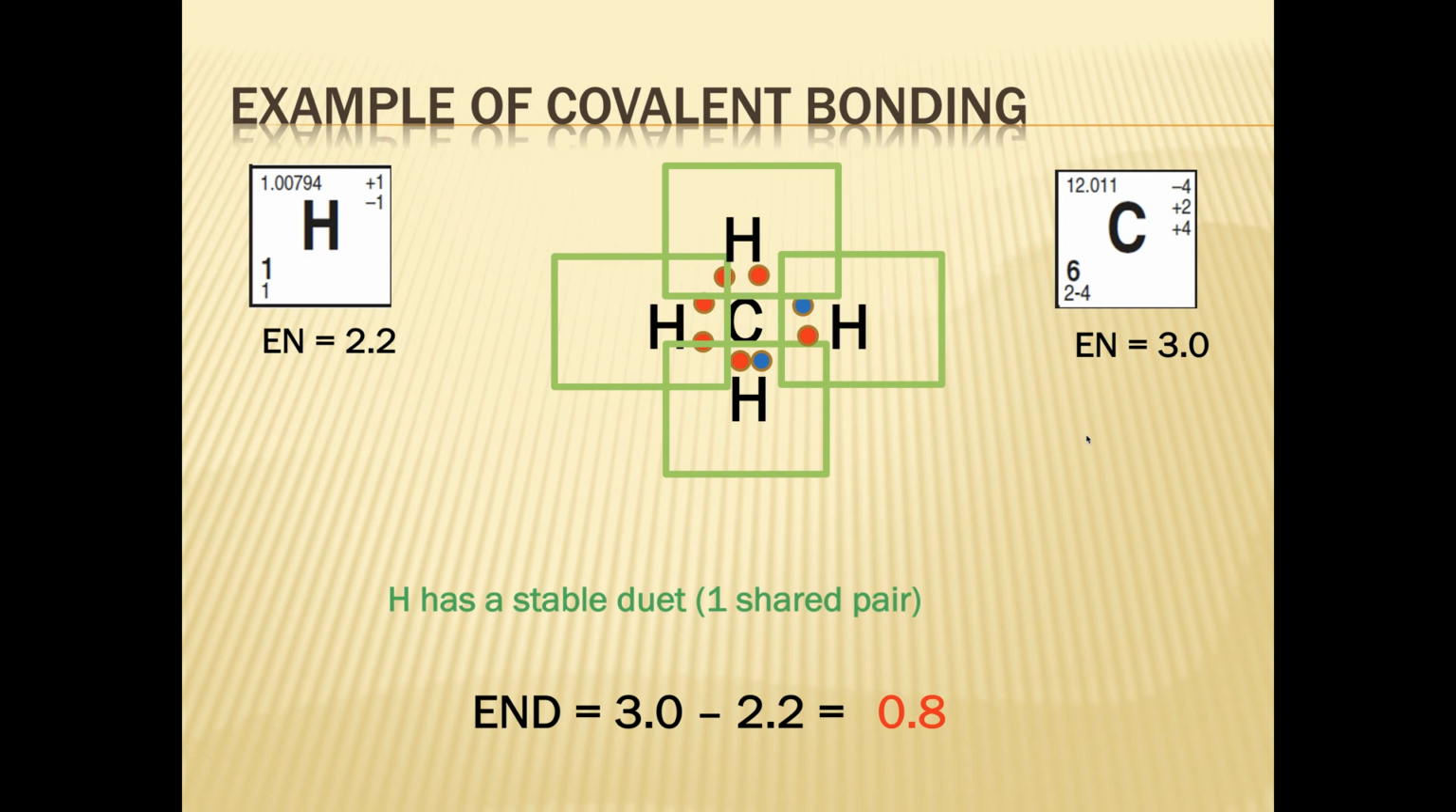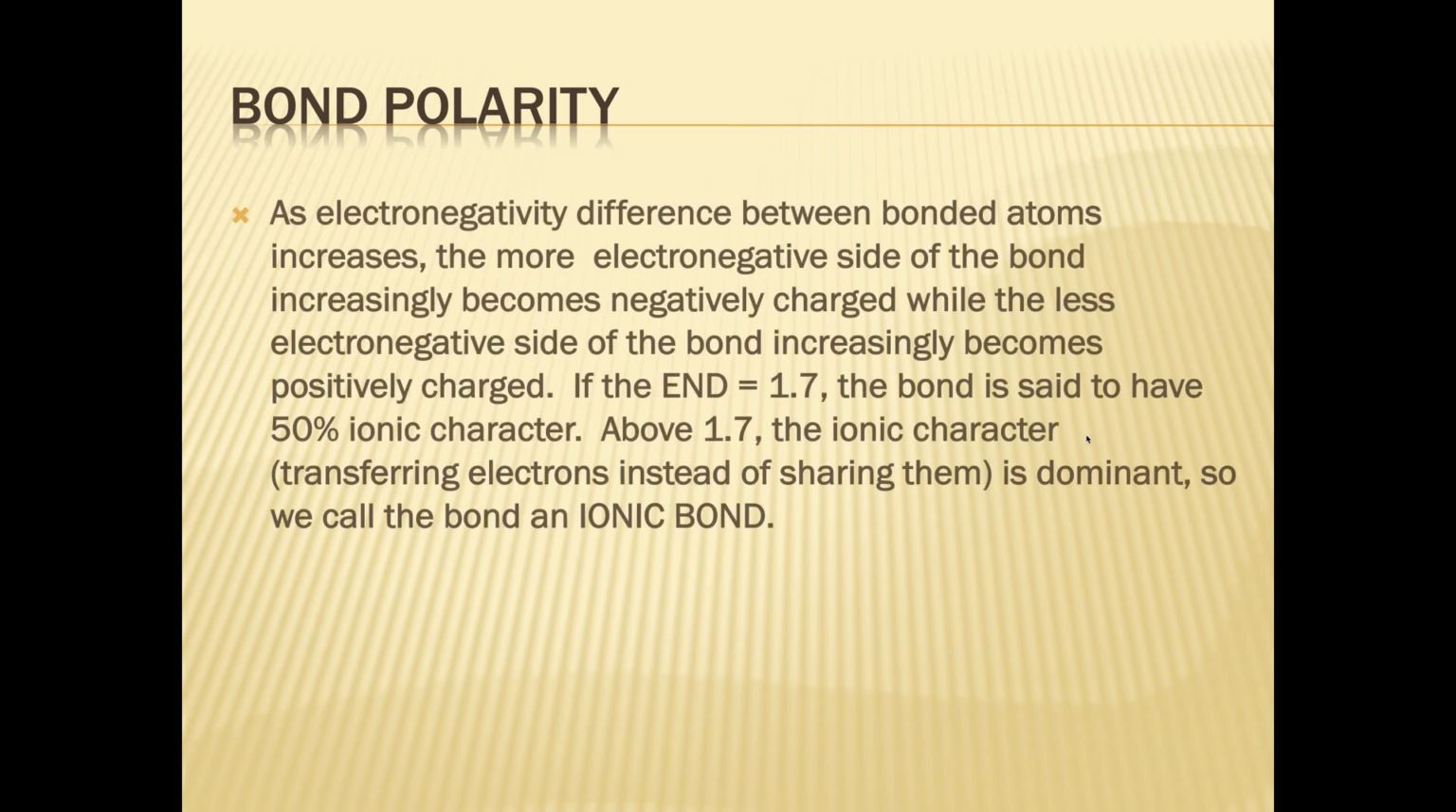And that is the simplified version of ionic and covalent bonding. Now, that is not as far as it goes with covalent bonding. We have something called polarity of bond. See, just because they're sharing electrons doesn't mean they're being shared equally.